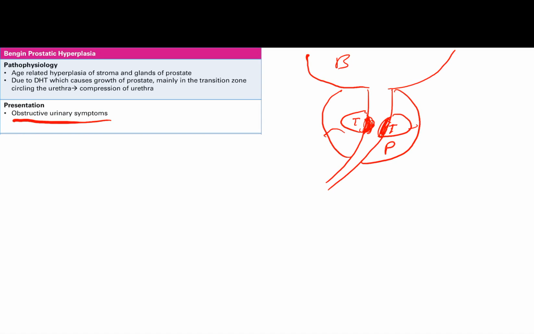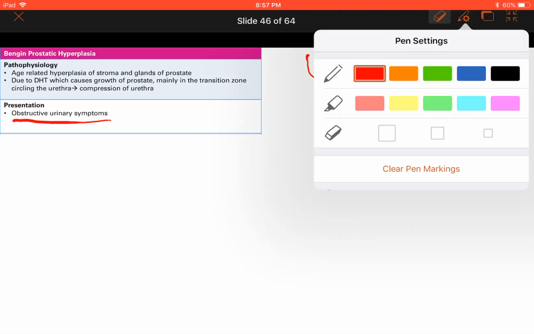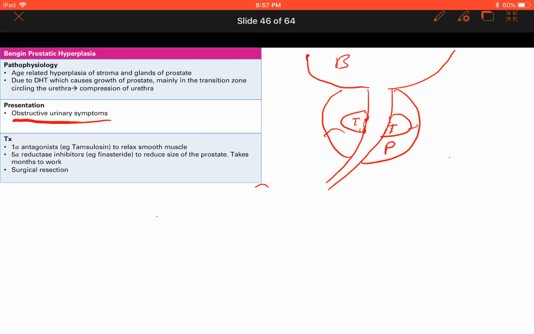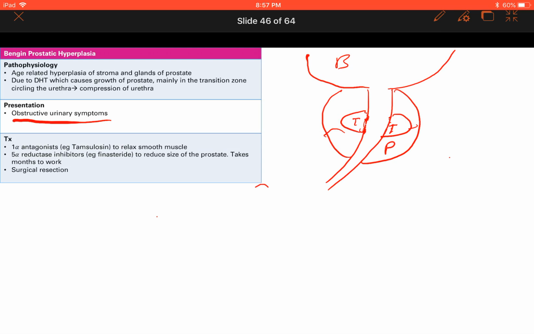All right, and the treatment is pretty simple. Treatment is alpha-1 antagonist, so that's like tamsulosin, terazosin. They relax the smooth muscle. So you get smooth muscle relaxation, and so your urethra widens up again. And nice, no more obstruction. The other thing you can do is give a 5-alpha reductase inhibitor. What does 5-alpha reductase do? Remember, it takes your testosterone and turns it to DHT. And do you remember what that DHT does? The DHT is what causes the growth of the prostate. So if you have less DHT, you're going to have less growth, so your prostate decreases in size.